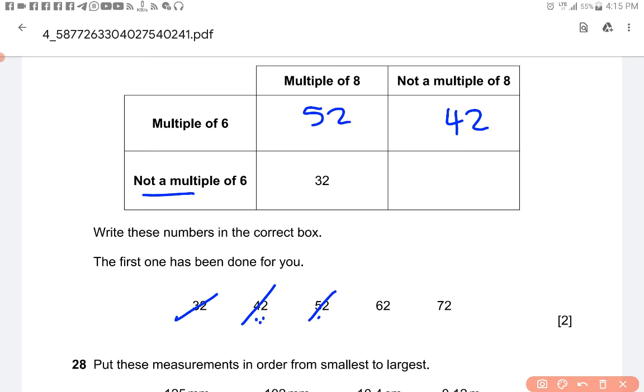52 not multiple of 6, and here it will be here. And 62 not multiple of 6 and not multiple of 8 here. At last 72 is a multiple of 6 and 8.